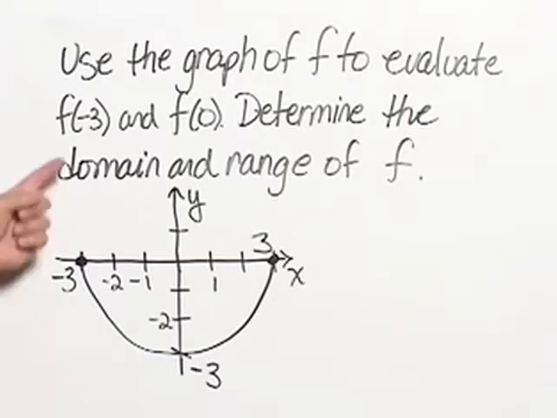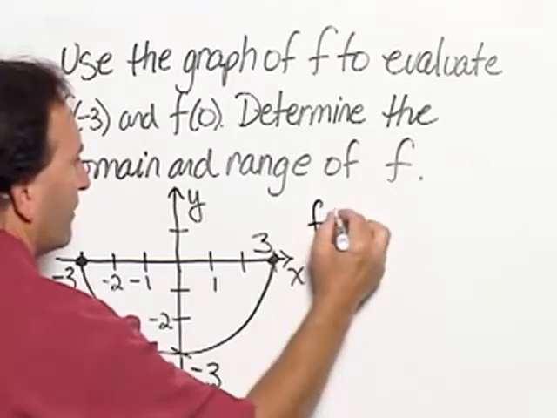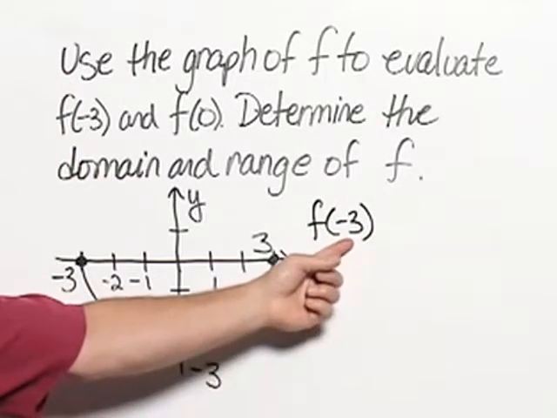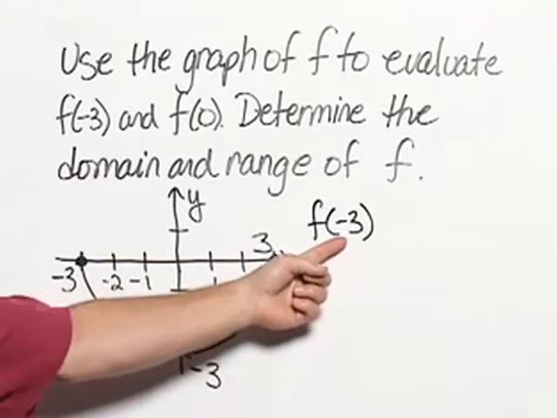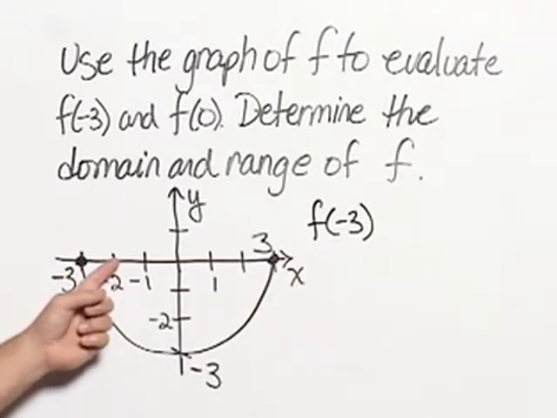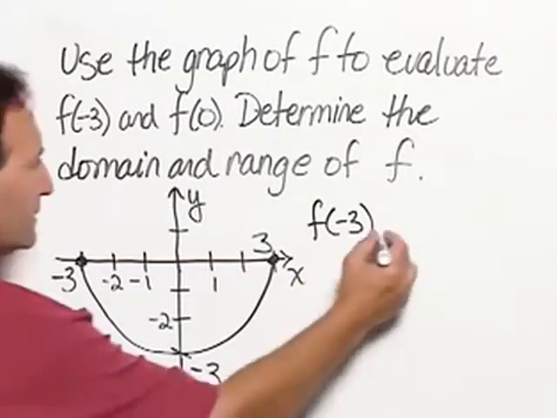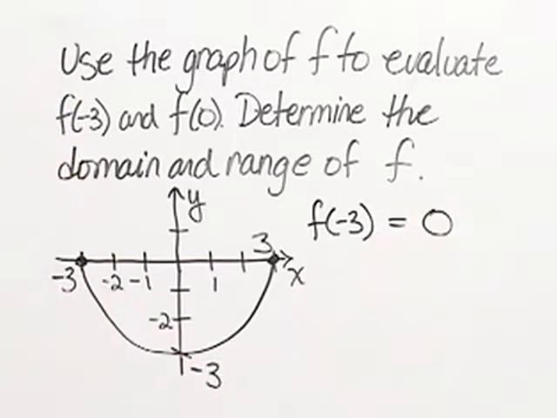Now, let's go back and evaluate f of negative 3. F of negative 3 means we want to find the value of the function when x is negative 3. Well, here's x equaling negative 3. The value of the function is 0. So f of negative 3 is 0.